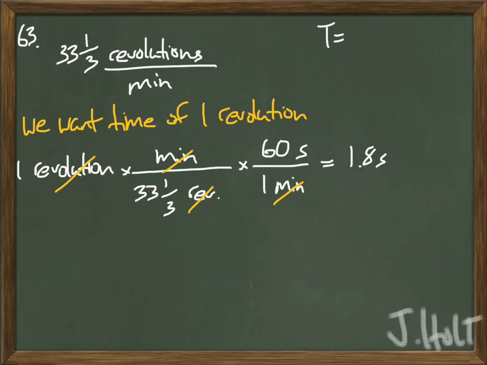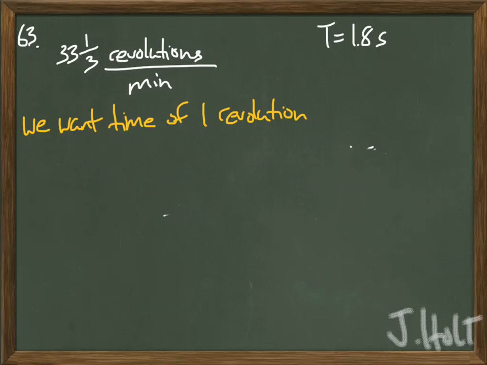Let me see if I can back this up a little bit. Okay, we need to know the period, which is the time for one revolution. So that's what I wrote first. I want one revolution. And then I wrote down the conversion factor that we're provided. In 1 minute we can go 33 1/3 revolutions, so now my revolutions cancel out. But I want the time in seconds, so then I converted minutes to seconds by multiplying by 60. So at the end of the day, it takes 1.8 seconds to do one revolution. Let's write that down at the top. 1.8 seconds is my period, capital T.